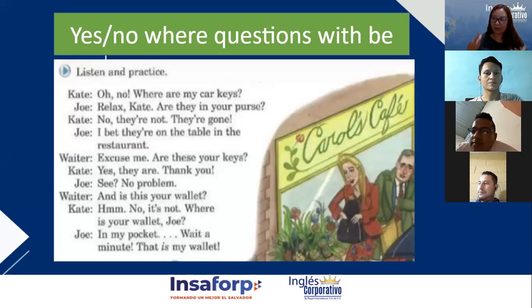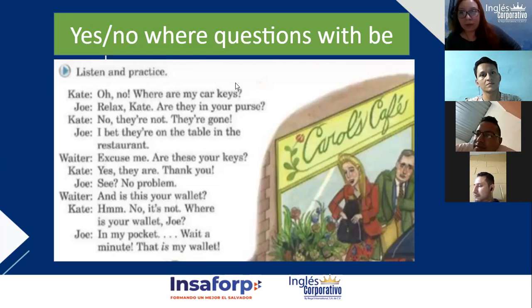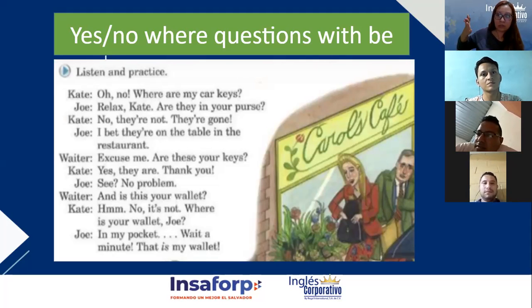Cuando no queremos repetir lo que ya dijimos. Acá ya habían mencionado la palabra llaves, keys. Para no repetir, en vez de decir are the keys in your purse, ocupan el pronombre personal they, hablando de las llaves. Entonces ahí tienen un ejemplo de que cuando ustedes estén conversando, no necesariamente tienen que repetir el nombre de alguien o de algo. Pueden decirlo una o dos veces y el resto de la conversación ocupar el pronombre personal equivalente.